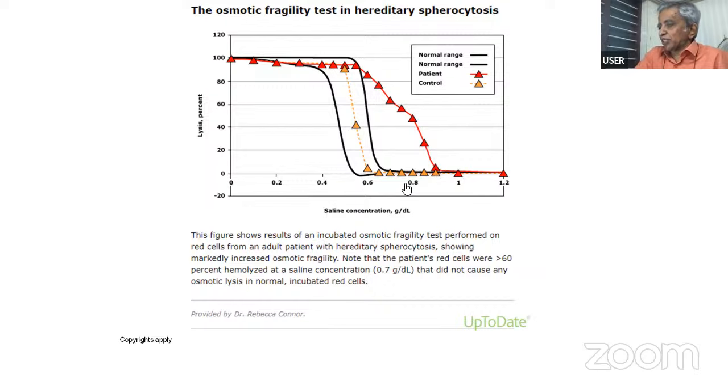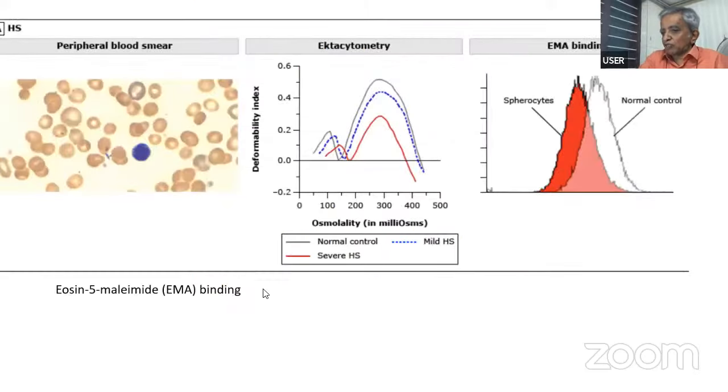There is also a modification called the incubated osmotic fragility test, which increases sensitivity. There it starts at 0.9 instead of the normal 0.6 or 0.65. So this is the classical test. Then there is one more test which has come up: eosin 5-maleimide binding. By this, using flow cytometry, you can find that spherocytes are identified by a separate heap of structure.